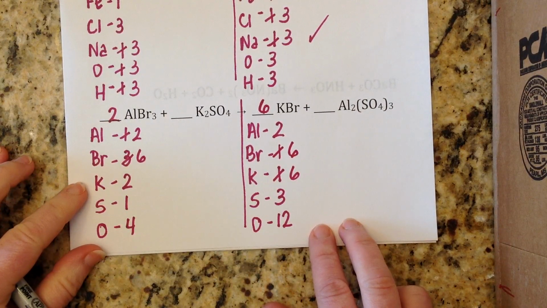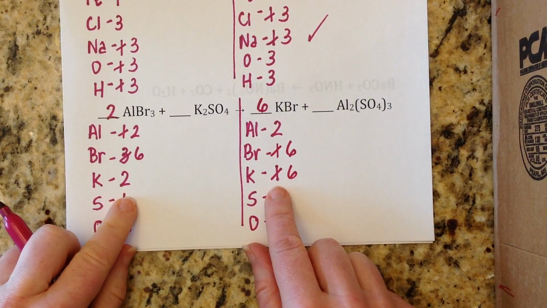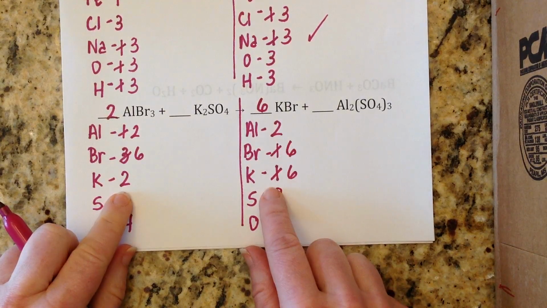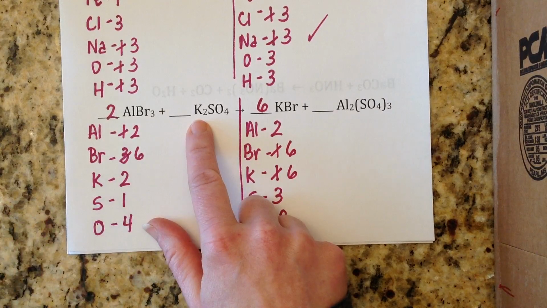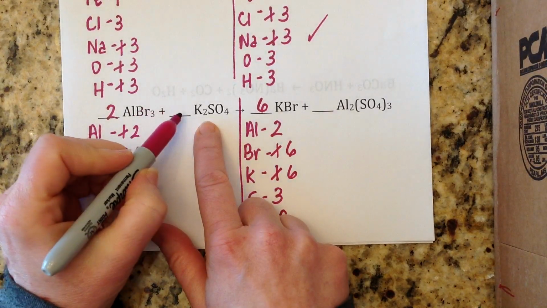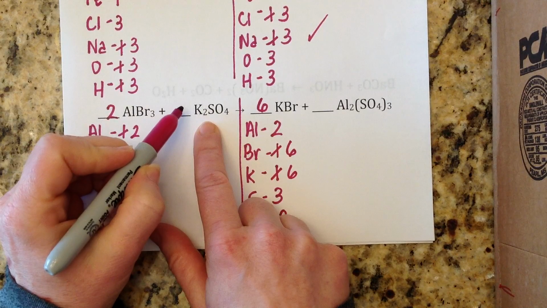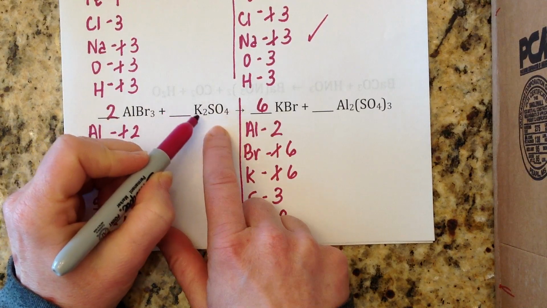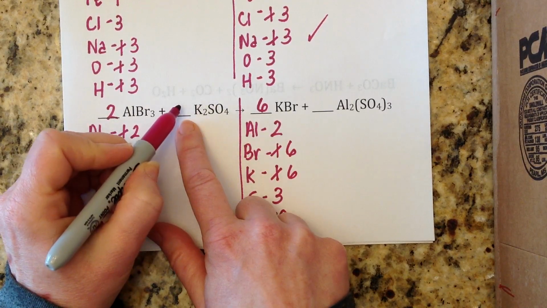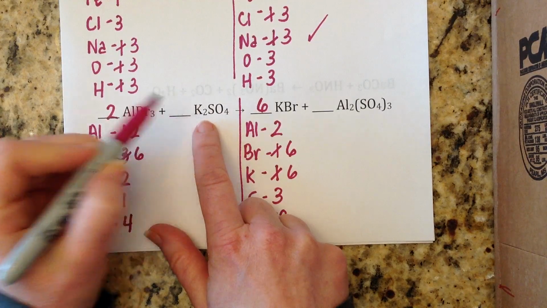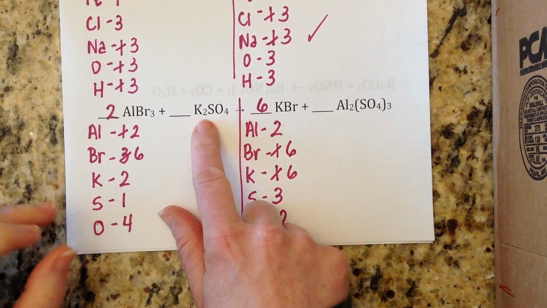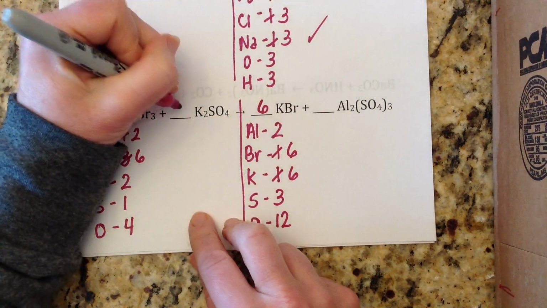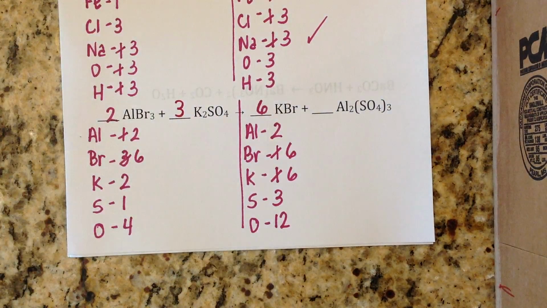Now, let's just take a look at these potassiums here. I have 6 on this side, and I only have 2 here. So what I'm going to ask myself is, what number could I put in front of this so that when I multiply this by this, you always multiply the coefficient by the subscript, that I would also have 6 potassiums on this side. So what times 2 equals 6? And I know that's 3. So I'm going to try a 3 out.